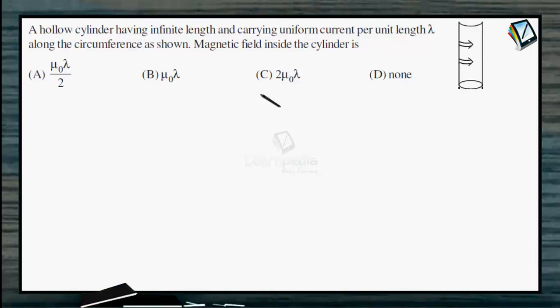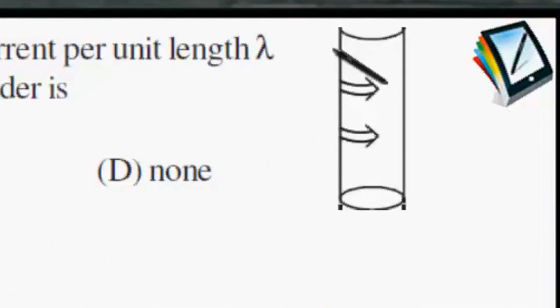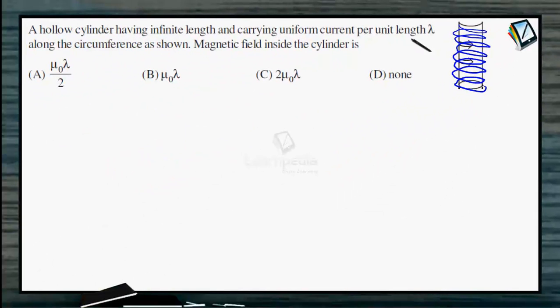A hollow cylinder having infinite length and carrying uniform current per unit length lambda along the circumference, as shown. In an earlier question, if you remember, there was current in a pipe along the length of the pipe. But this time, current is along the circumference. That means we can think of it like a solenoid. Yes, it will be something like a solenoid. So it carries current lambda per unit length.